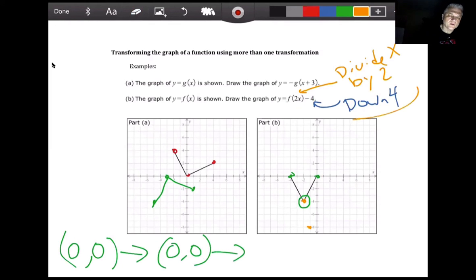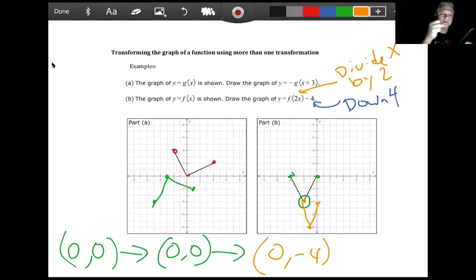And then finally, we want to go down 4. So down 4, we're going to subtract 4 from our y coordinate, our 0. And when we subtract 4 from 0, we get -4. So 0, -4 will be our last point in our f of 2x minus 4. We're going to connect the dots. There we go. So what did we do? We horizontally shrunk, we made it thinner, and we moved it down. And it makes sense. There's the horizontal shrink, and then there is the moving down 4. So that's what you're going to be doing in your ALEKS.